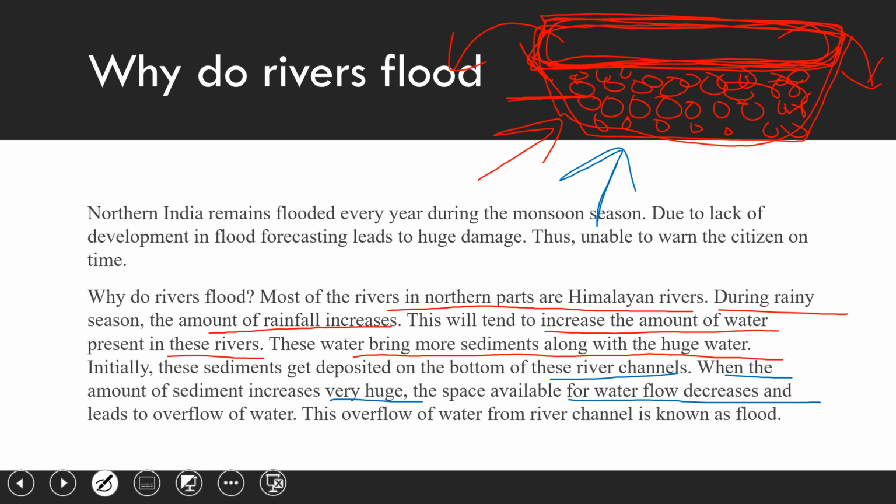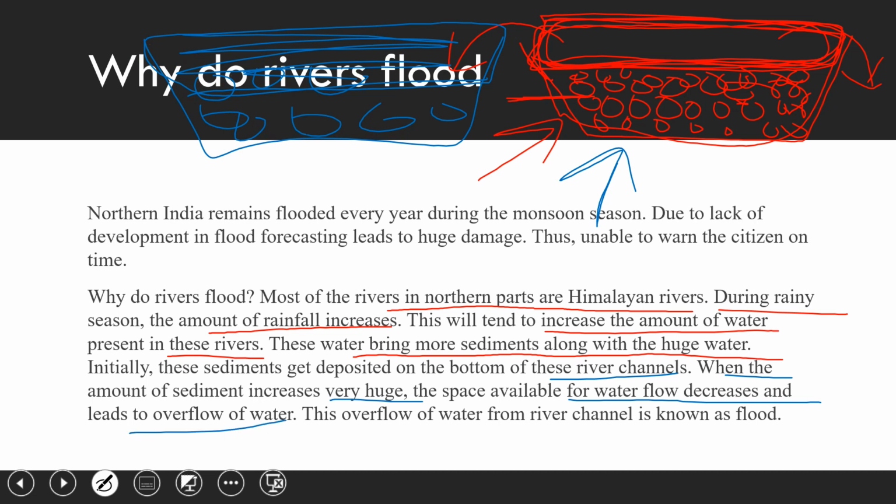Now earlier when the sediment was this much only, the space for water to flow was this one, but when the sediment level increases, the space for water to flow is decreased. Ultimately this causes the river to overflow, and this overflow of water from the river channel is nothing but what is called a flood. So what can we do to check flood?